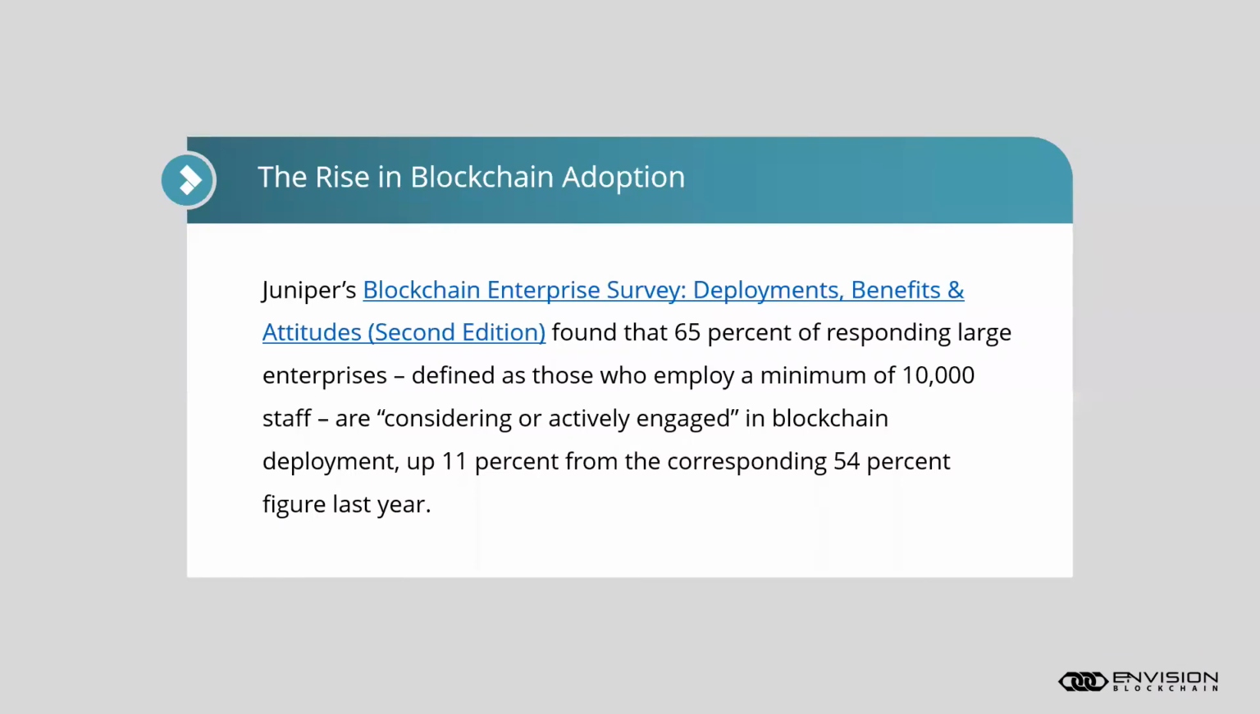So, why are we seeing a rise in blockchain adoption today, as opposed to 2 years ago? And this is what's really bringing us into this particular presentation. So, what was going on? Juniper did a blockchain enterprise survey that found that 65% of responding large enterprises, defined as those who employ a minimum of 10,000 staff, are considering or actively engaged in blockchain deployment, up 11% from the corresponding 54% figure last year.